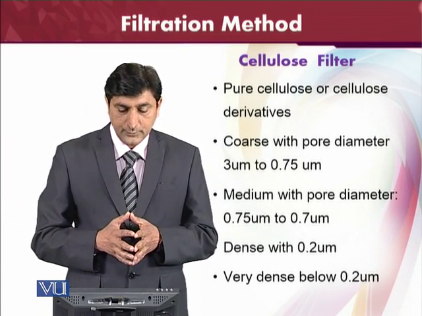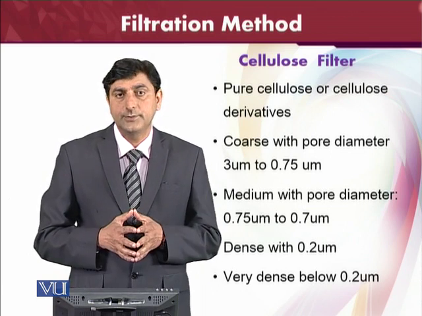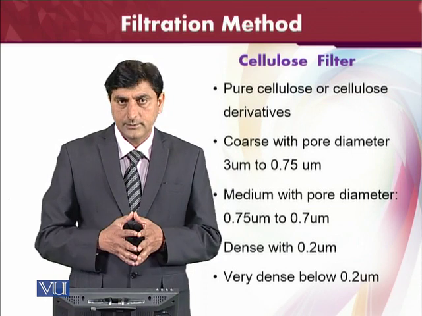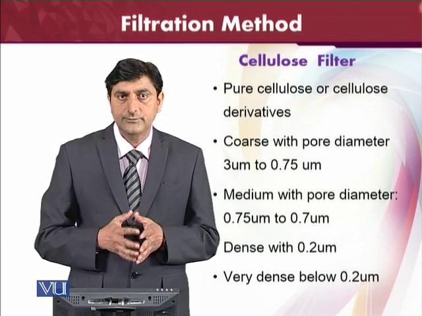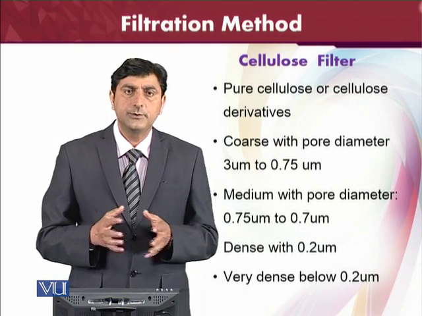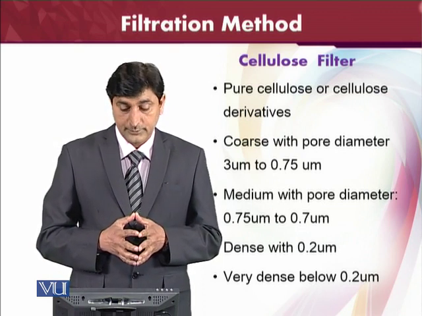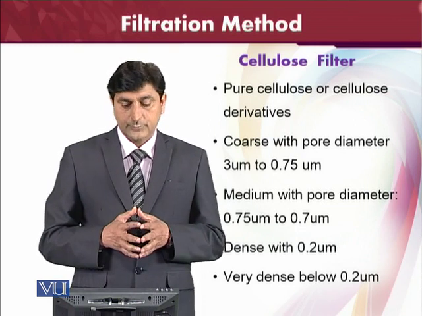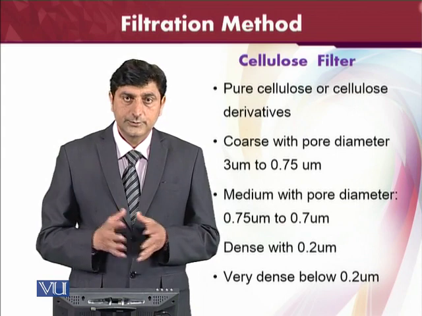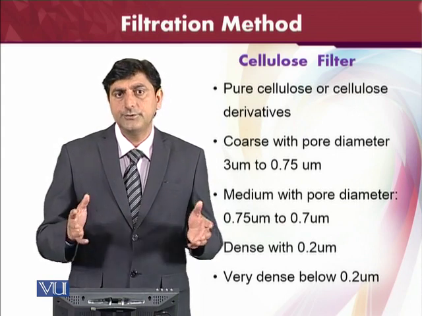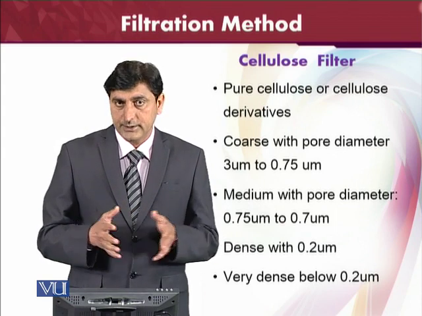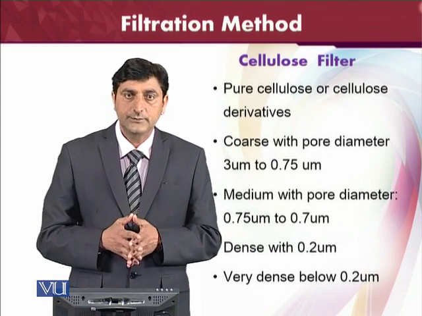It is coarse with the pore diameter, and the size ranges from 3 to 7.5. While in the collodion filtration method, the size was from 3 to 10. However, it is medium with a pore diameter of 0.75 to 7 micrometer also. It is dense at 0.2 and very dense below 0.2 micrometer. So of course there are different kinds of pores you can use. You can choose which kind of pores is important for your research and your investigation.